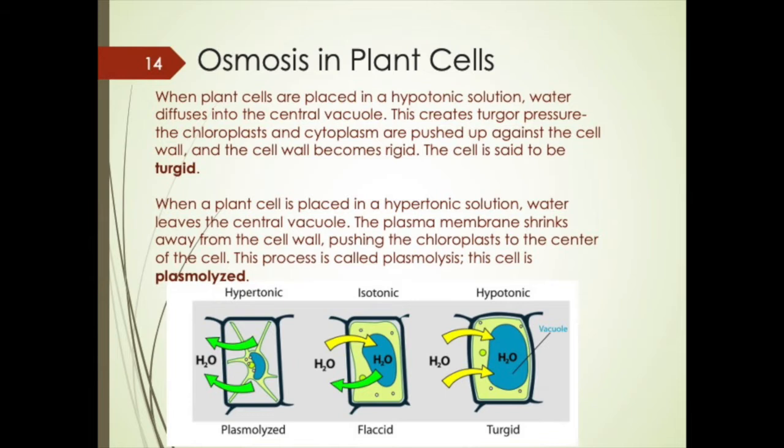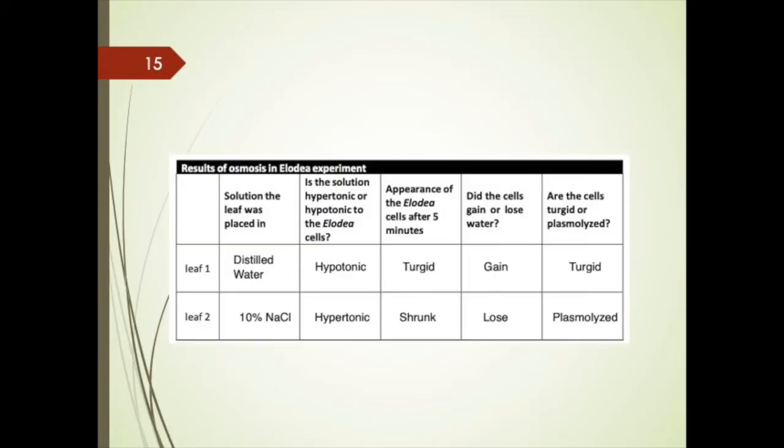After that, we have osmosis in plant cells. This is the Elodea. So when they're in a hypotonic state, they're more turgid. When they're in a hypertonic state, they're plasmolyzed. We kind of saw this in the potatoes, but we're going to see this more closely in the Elodea leaves. So here's the results of the Elodea experiment.